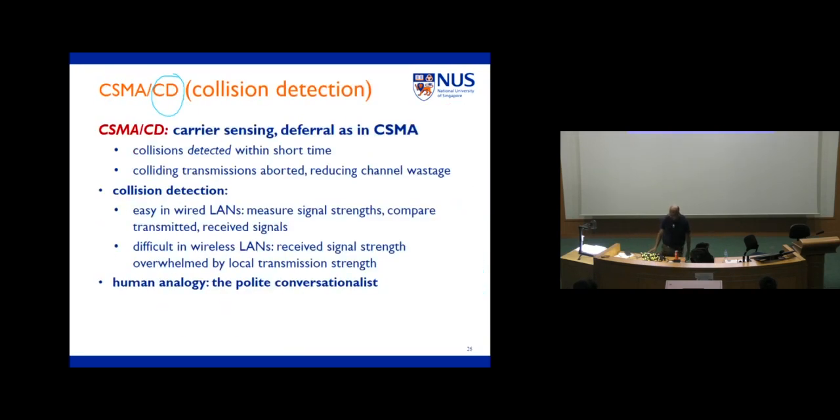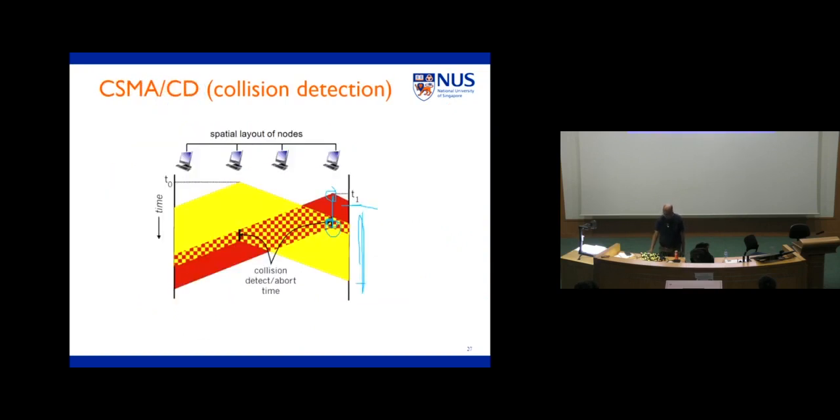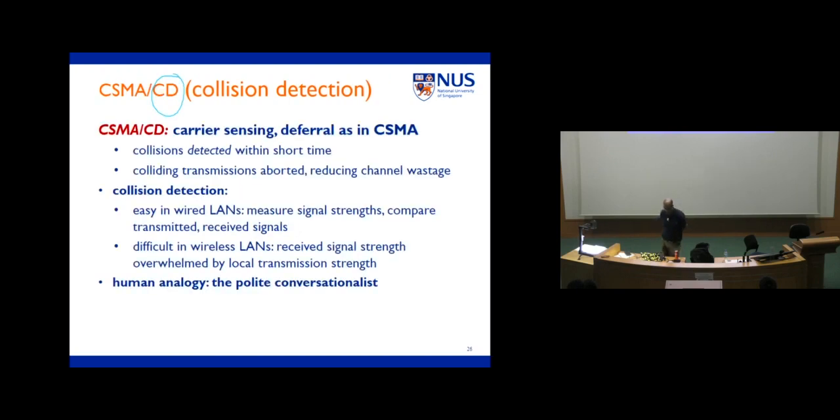Okay? So by adding this collision detection part, we can improve our efficiency a little bit by reducing the time that I waste when there is a collision. I abort my transmissions during collision. Now, this collision detection is easy in a wired network. Why? Because if the cable is a few hundred meters long, if you're transmitting 5 volts, on the other end, because of loss due to resistance and so on, maybe you get 4.8 volts there, still measurable.